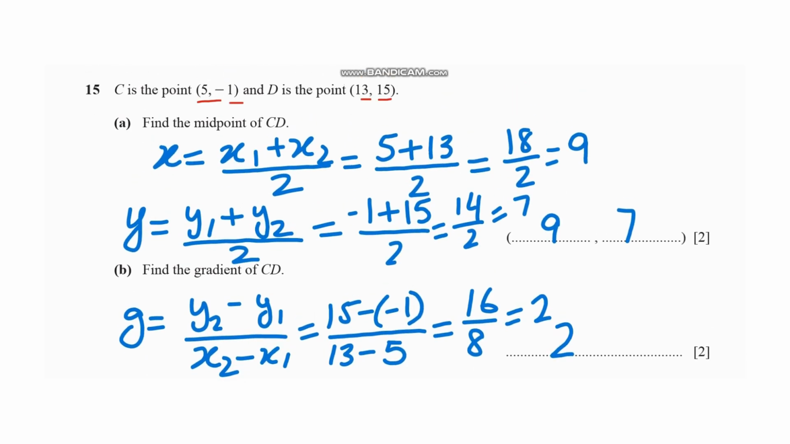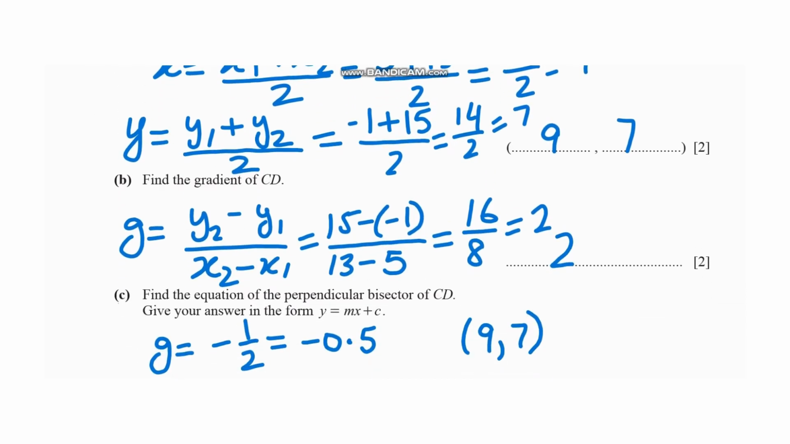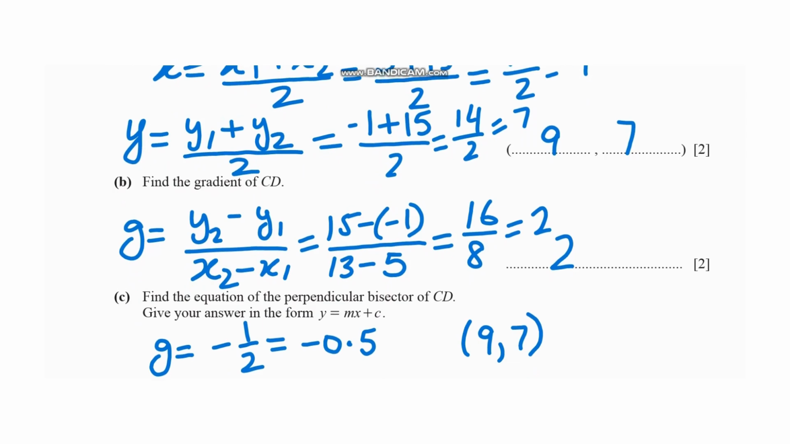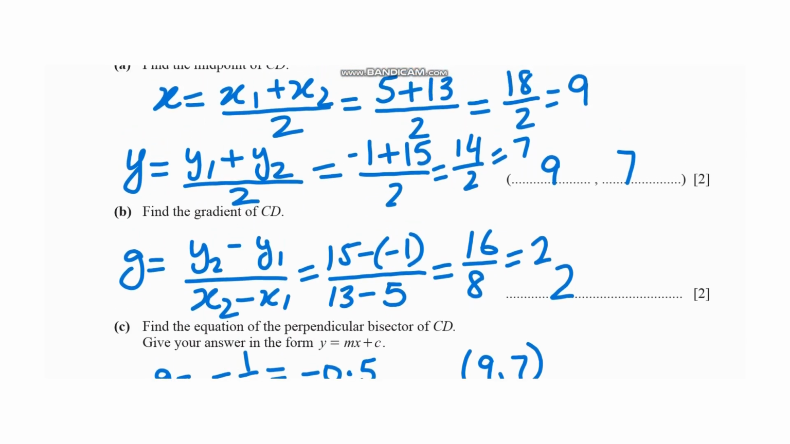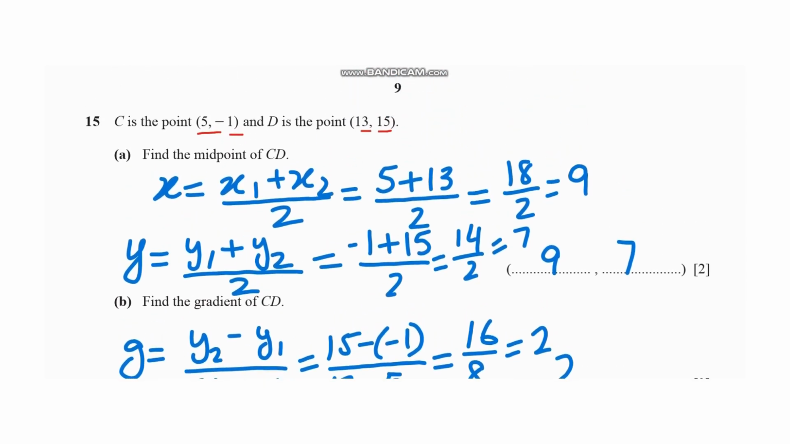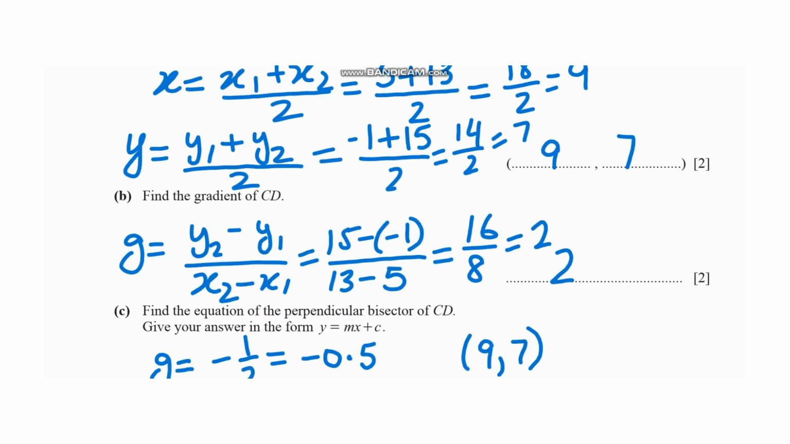Find the gradient of CD. So the formula for calculating gradient is (y2 minus y1) divided by (x2 minus x1), and so 15 minus negative 1, because over here we have negative 1 as the y value. So 15 minus (-1) divided by 13 minus 5, that is 16 divided by 8, which will be 2. So the gradient of CD is 2.